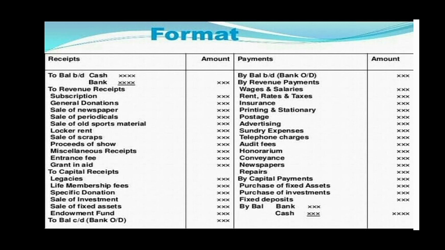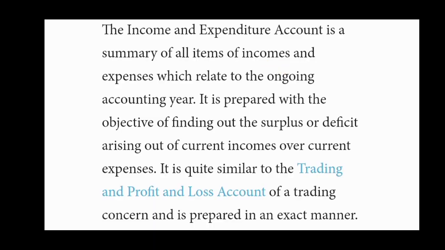So this is the format of the receipt and payment account. Next, the income and expenditure account. The income and expenditure account is a nominal account, prepared like a trading and profit and loss account. So all the revenue nature items related to the current year will be shown in the income and expenditure account. It is the summary of all the items, incomes and expenses, which relate to the ongoing accounting year.